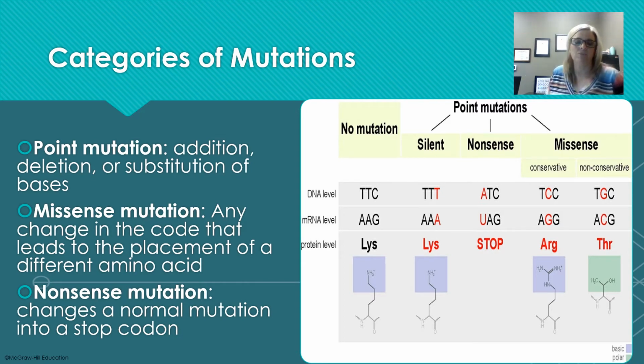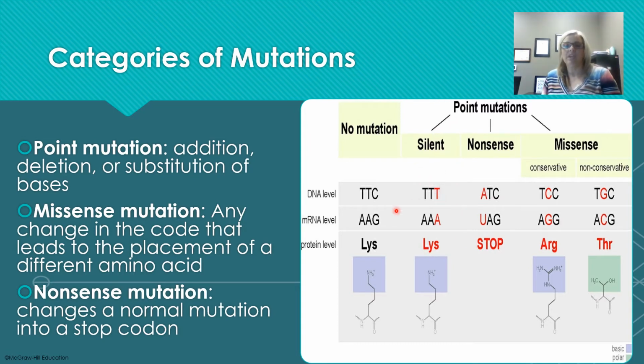And so looking at the picture here, you can see some of the different ones here. Okay, so this is our original DNA. We've got TTC at the DNA level. After that goes through transcription, it would be AAG, and then for protein synthesis, we would convert that to lysine. Okay, so a silent mutation, remember we talked about that wobble.